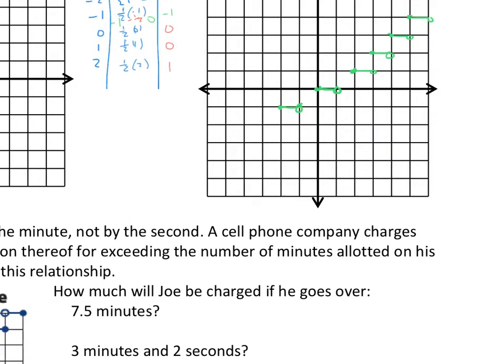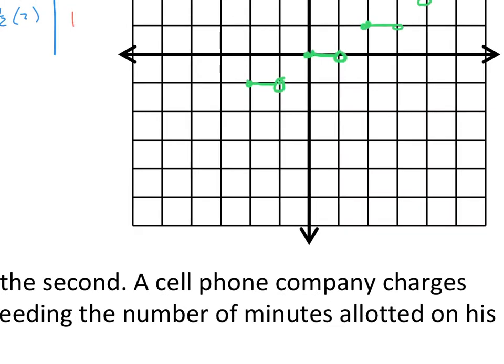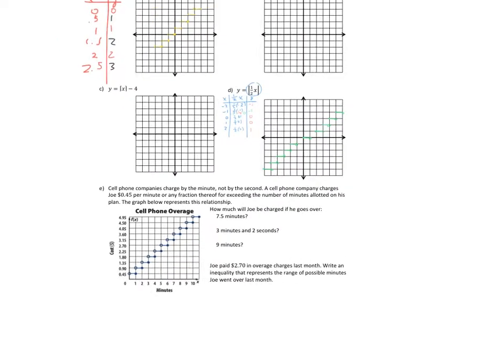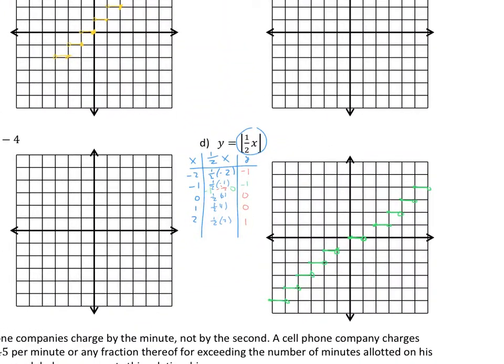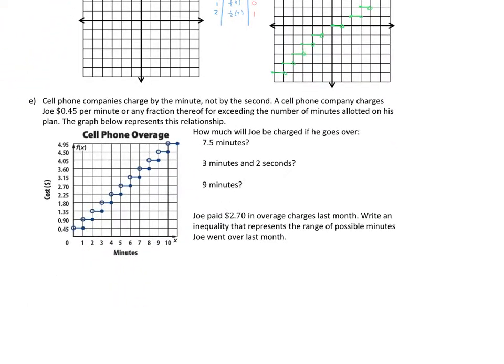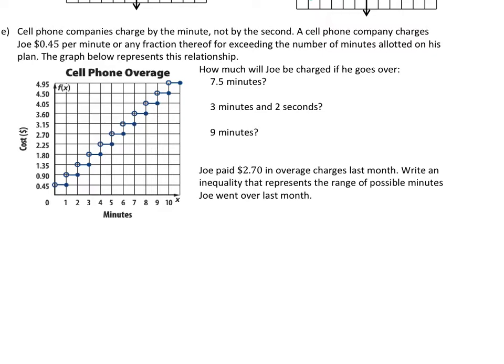We'll just continue. All right, so now just check again. The ceiling function starts with open, ends closed, and the floor starts with closed, ends open. I'd like you to do B and C on your own, and we're going to do E together. I think you could handle it on your own, but it's the first word problem, so we're just going to do it together.